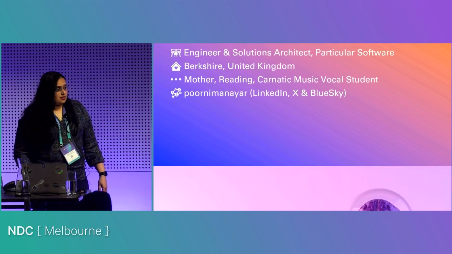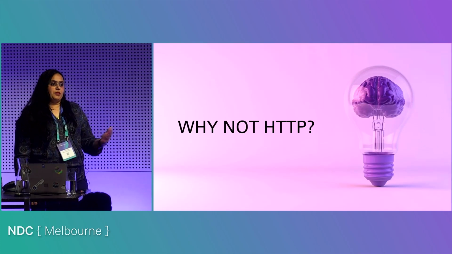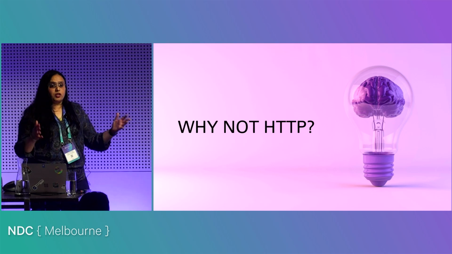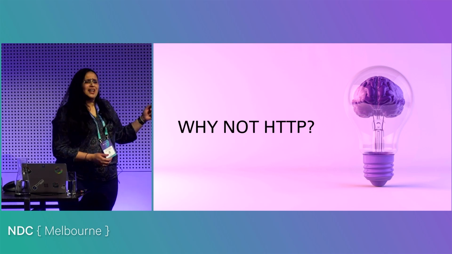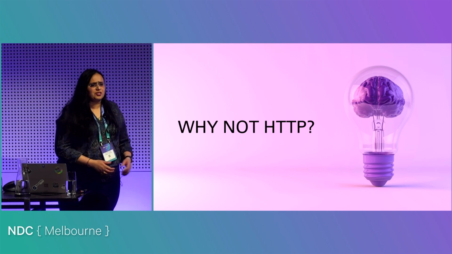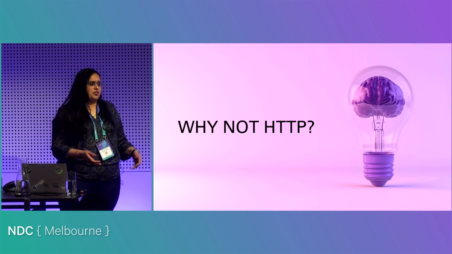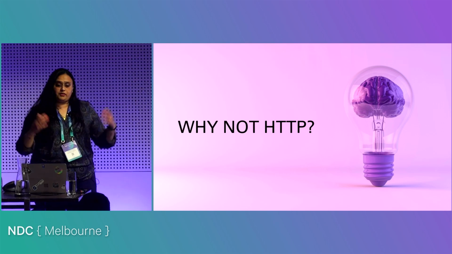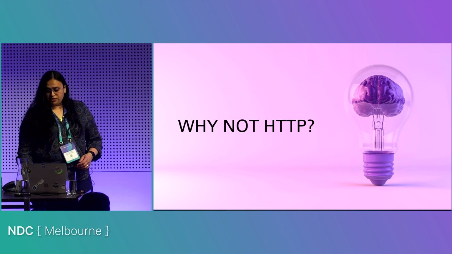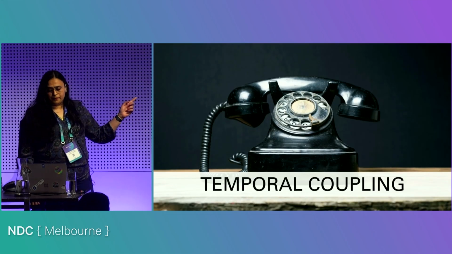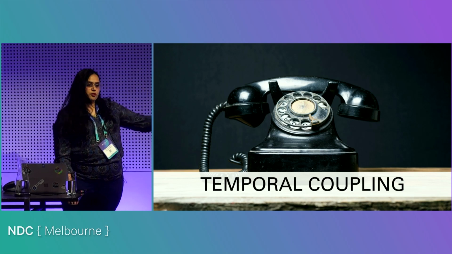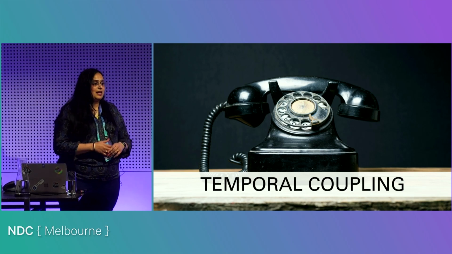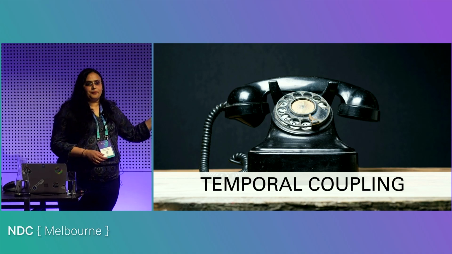One of the questions that you might get on your messaging architecture journey from your team, maybe from other teams across the organization, is why are you bringing in messaging? Why not HTTP? Because you have been using gRPC or GraphQL or a RESTful API. Why? The short answer is temporal coupling. Think of the old school telephone communication where both services have to be up at the same time, without which the communication cannot happen. That is temporal coupling for you.